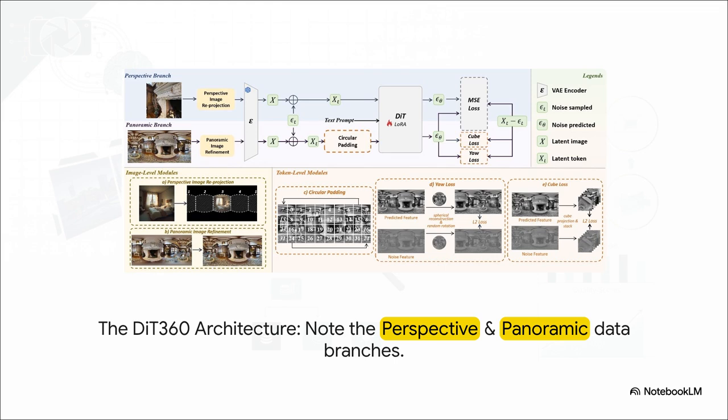The heart of the system is a diffusion transformer, or DiT. This is the creative engine. It learns to create images by starting with pure random noise, and then carefully removing that noise step by step until a clean image emerges. But the real magic, the genius of this paper, is in the two boxes at the bottom: image-level modules and token-level modules. This is their two-pronged attack. They make clever interventions at the image level, cleaning up the data before it even enters the model, and at the token level, which is inside the model's brain, to enforce the strict rules of panoramic geometry. We're going to unpack both of these right now.